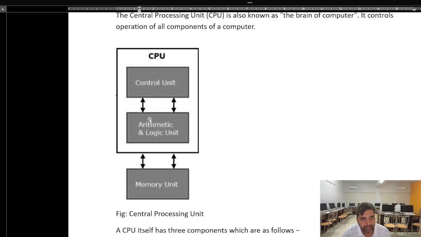So here you can see the bidirectional arrow, means the control unit gives the instructions or data to the ALU to perform the arithmetic and logical operations, and the result is again given back by the ALU to the control unit. Now the control unit again takes the decision what to do with the result, whether to store it in the memory or to give it to the output unit.